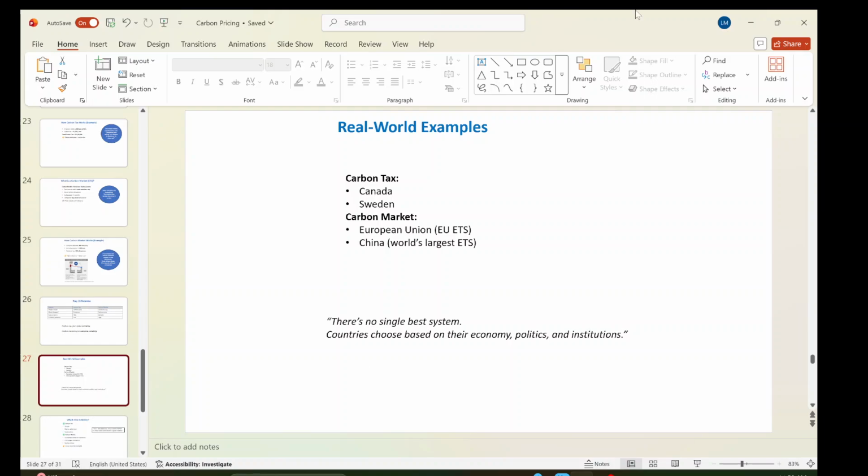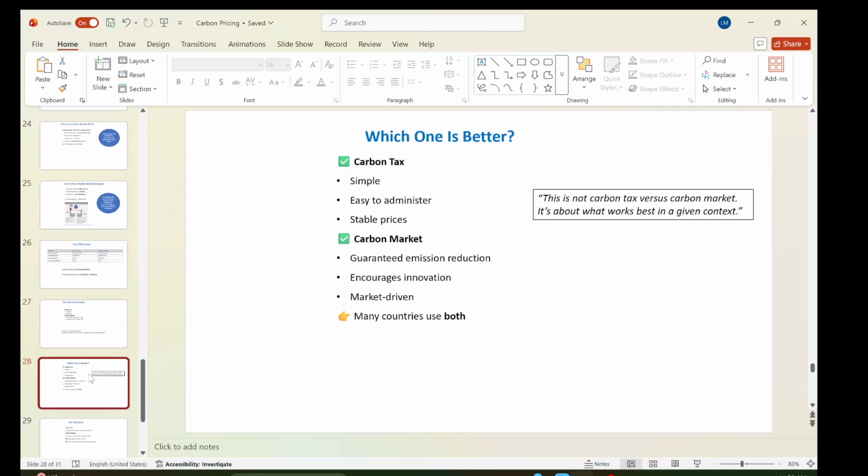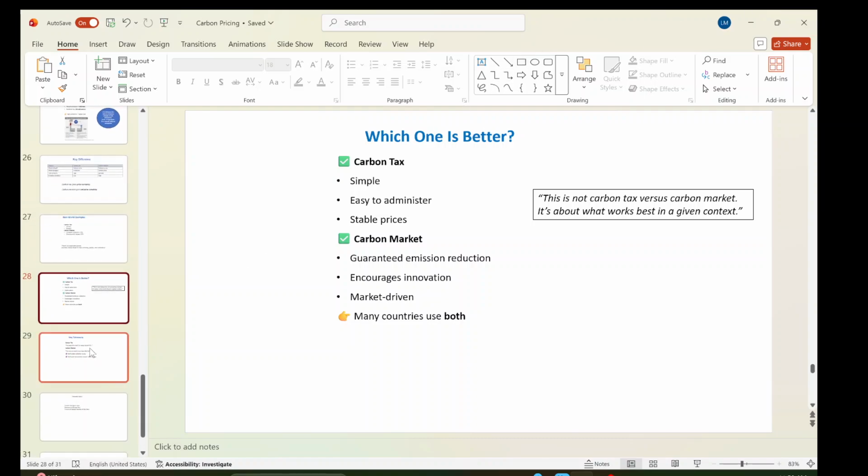So the bottom line is that there is no single best system. Countries choose based on their economics, politics, and institutions. And which one is better then? Carbon tax is very simple. You know the cost, it's easy to administer, and the price is stable. But carbon market guarantees emission reduction, encourages innovation, and is market driven. So many countries use both. So it is not carbon tax versus carbon market. It is about what works best in a given context.